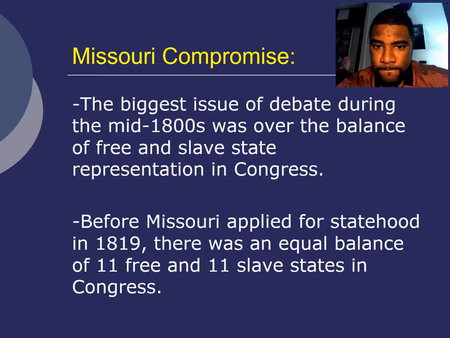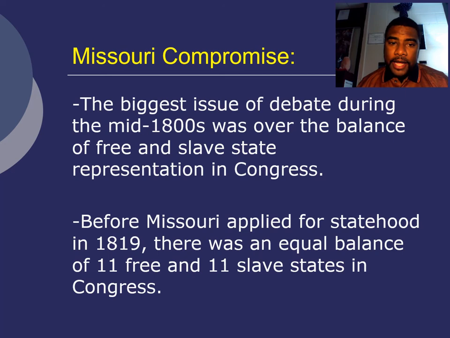All right, the Missouri Compromise is the biggest issue of debate during the mid 1800s, over the balance of free and slave states representation in Congress. Before Missouri applied for statehood in 1819, there was an equal balance of 11 free and 11 slave states in Congress.